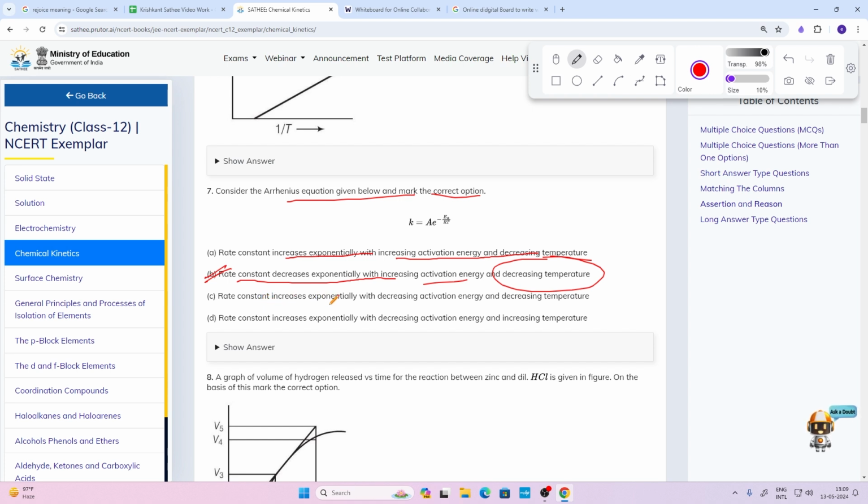Rate constant increases exponentially with decrease in activation energy. This is correct. But does it increase with decreasing temperature? No. The last is increases exponentially with decreasing activation energy. It is correct, and with increasing temperature, rate constant increases exponentially with increasing temperature. Yes, this is also correct. So two options are correct here. D is also a correct option.